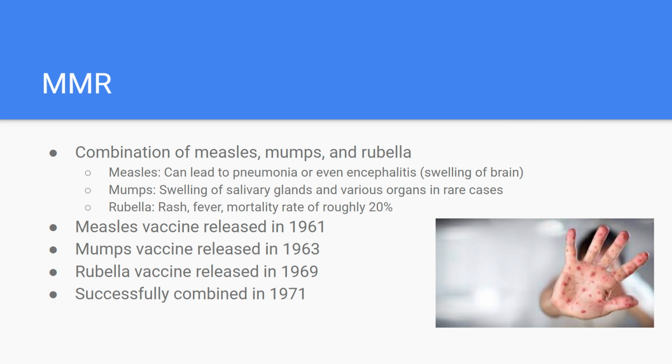Finally, MMR was the last disease that we will look at. This is a combination of measles, mumps, and rubella. Measles, mumps, and rubella can all cause rash and fever and a lot of swelling. And rubella, being the most dangerous of the three, has a mortality rate of roughly 20%. Now, all three of these vaccines were released in the 1960s, and they would go on to be successfully combined in 1971, being administered mainly to infants, as these diseases primarily target children. So a series of injections would fully protect these young children against these three diseases.